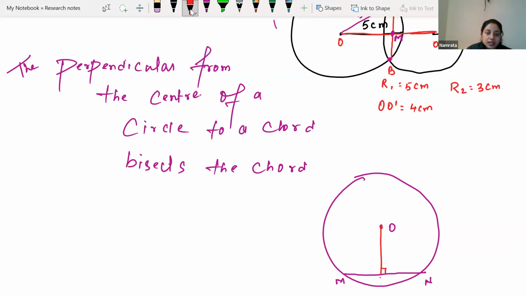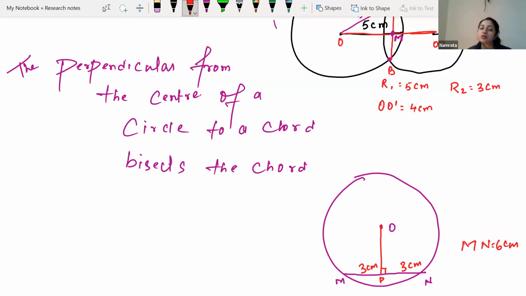If we drop a line like this, let's say OP, it will bisect the chord. The chord MN is getting bisected. That means the chord MN is getting cut into equal parts. If the total length of MN is 6 centimeter, then once we have dropped the perpendicular, we can say this is 3 centimeter and this is also 3 centimeter. That's what the theorem says. If you drop a perpendicular from the center on the chord, that perpendicular will bisect the chord.